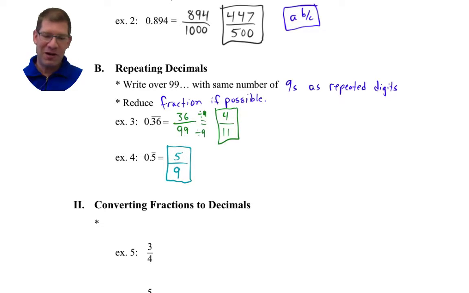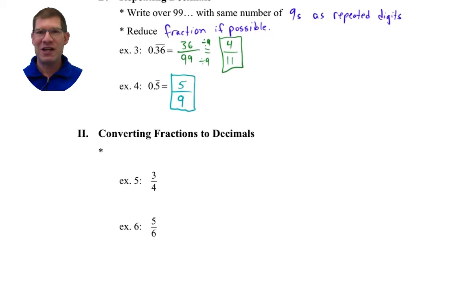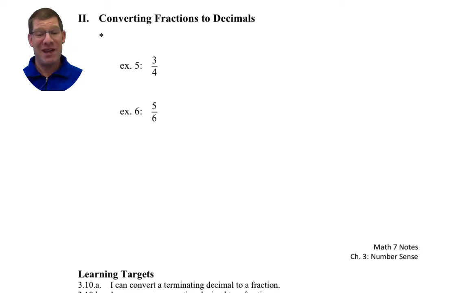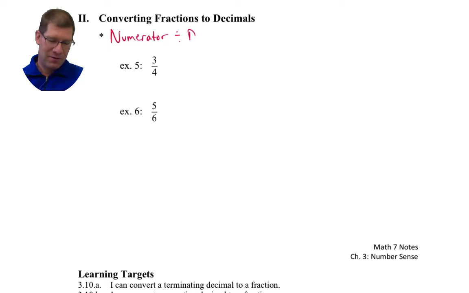So that's the first part, kind of the first half of the notes. How do you change a decimal to a fraction? Now we want to say, well, how do you do that backwards? So converting a fraction to a decimal, that's going to be the numerator divided by the denominator.